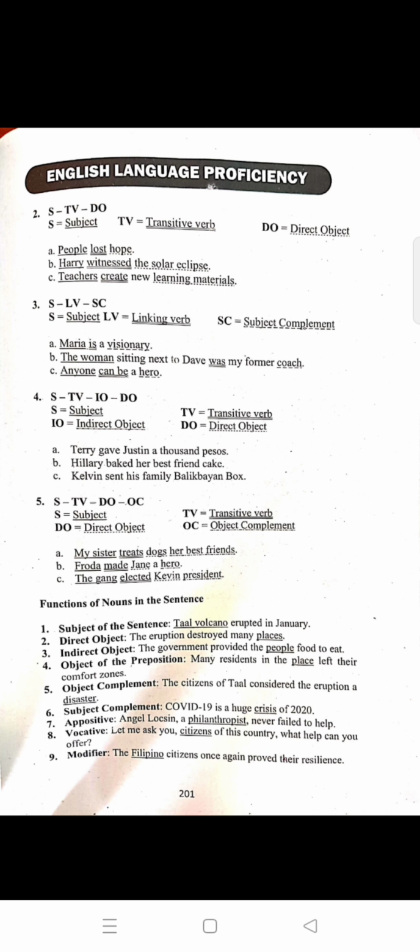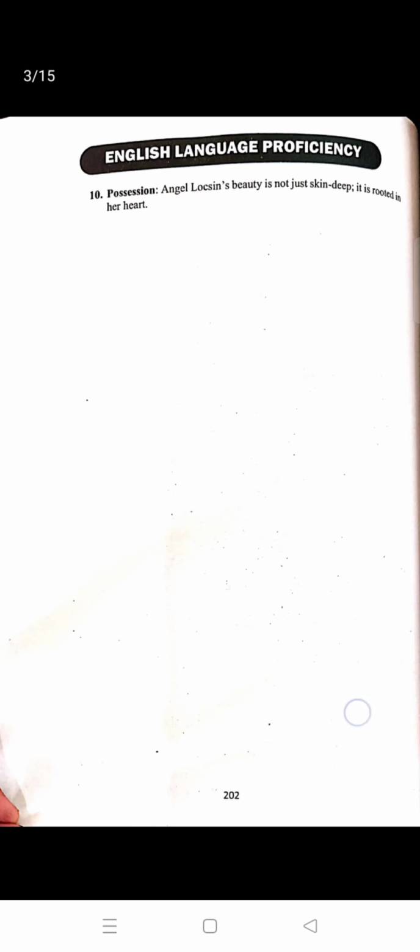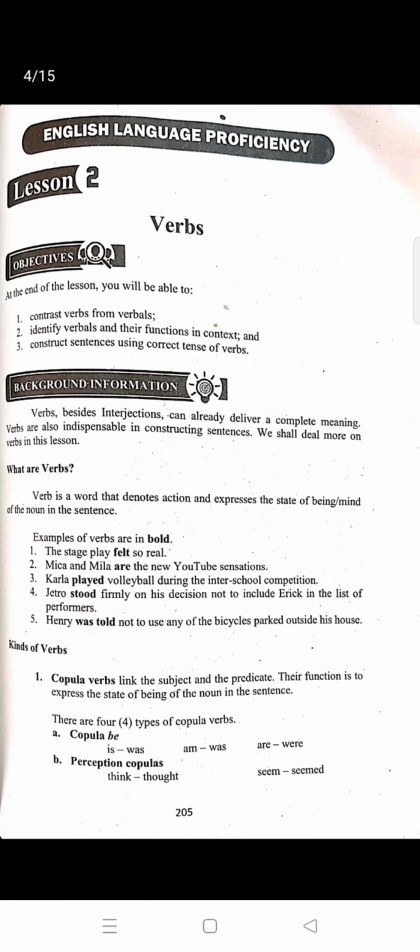We have the subject of the sentence, the direct object, the indirect object, object of the preposition, object complement, subject complement, appositive, vocative, modifier, and possession. So that is all about nouns. Let us now proceed to verbs.